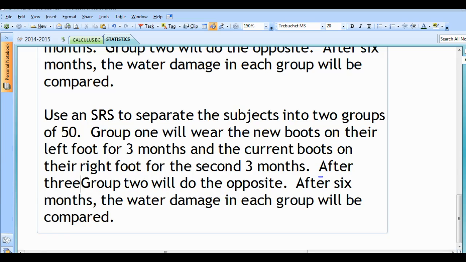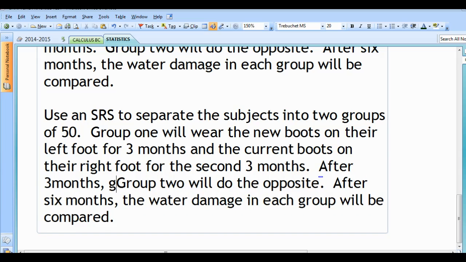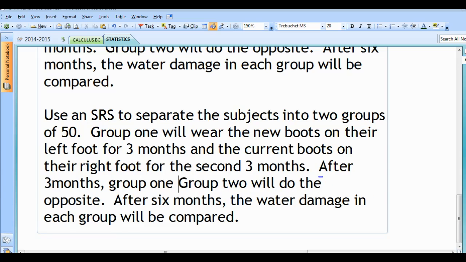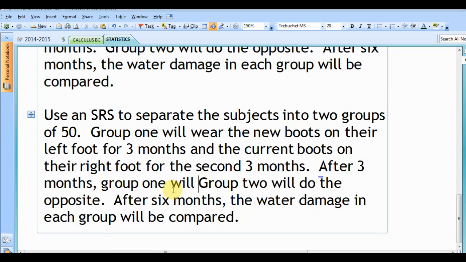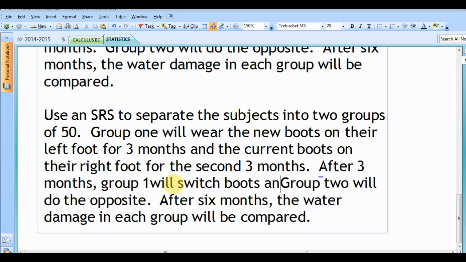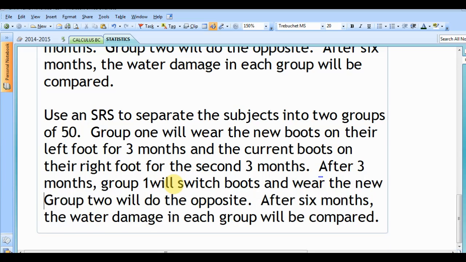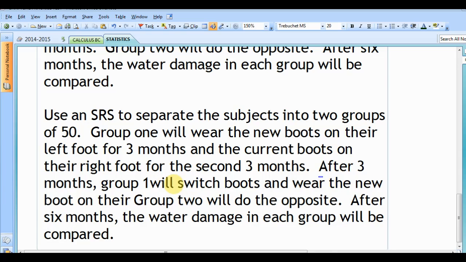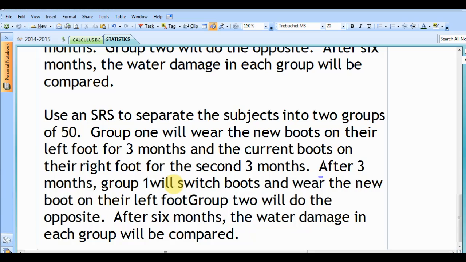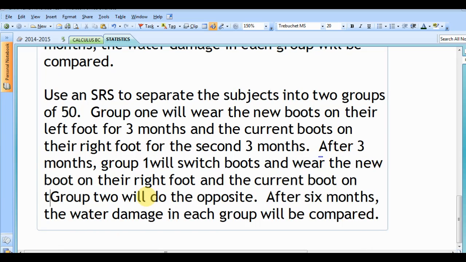After 3 months, group 1 will switch boots, and wear the new boot on their right foot, and the current boot on their left foot.